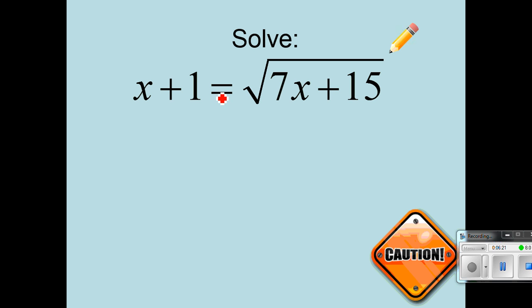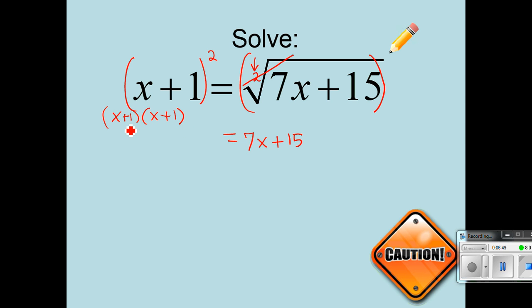So same idea as what we just did in that last one, but now we're dealing with square roots. I know that's a square root because my index isn't there. If I were to square both sides, this gets a little tricky. The square and the square root cancel, and I am left with 7x plus 15. However, when I take x plus 1 and square it, remember that means x plus 1 twice. And then I have to FOIL or double distribute.